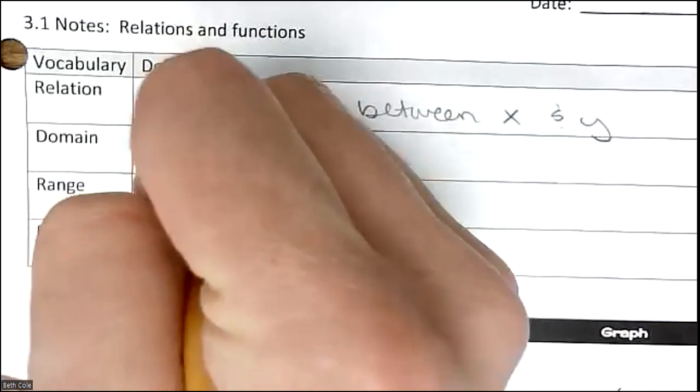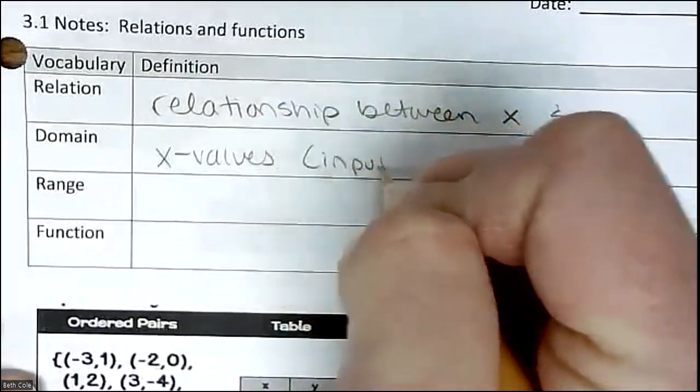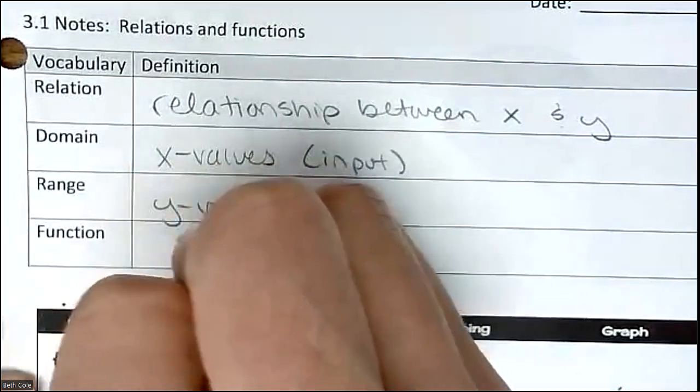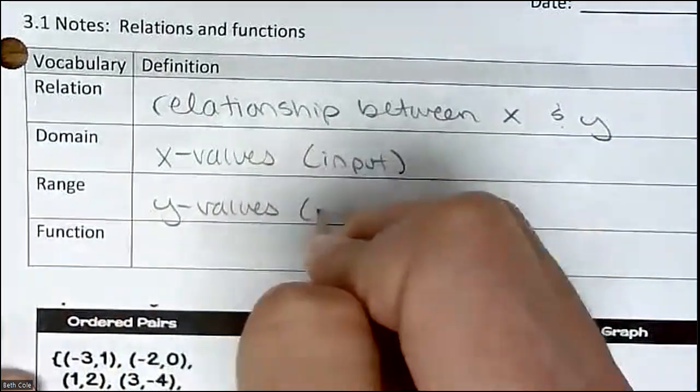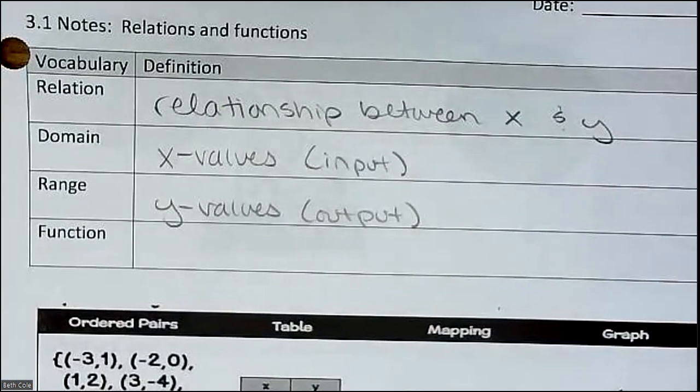Domain is all of your X values or the input. Range is all of your Y values or the output. As a heads up, in unit 3, we don't do a lot. Like the unit we just finished doing, you know how there were all these steps? Like add 2 to both sides, divide by 3. We don't actually do a whole lot.